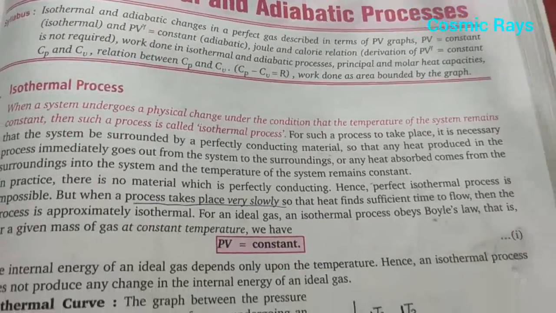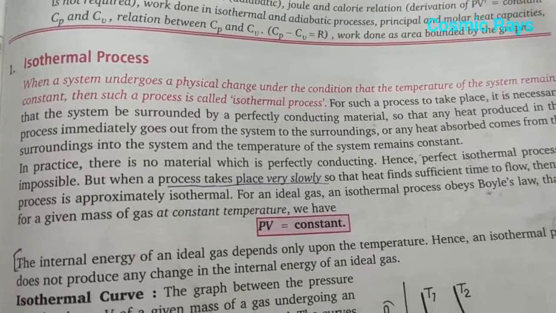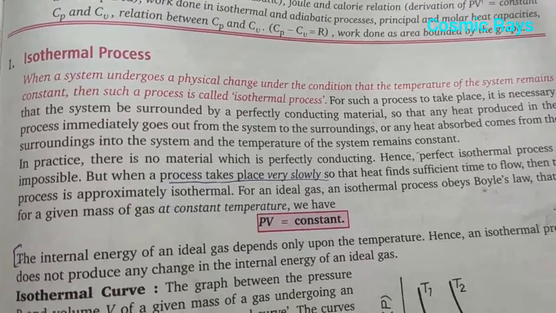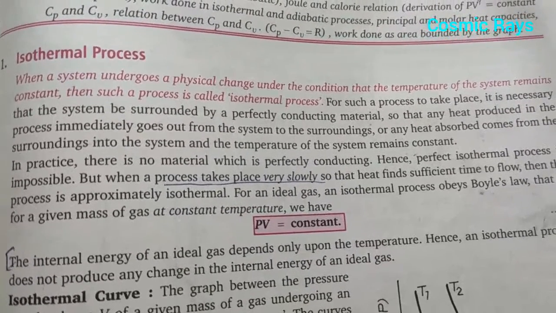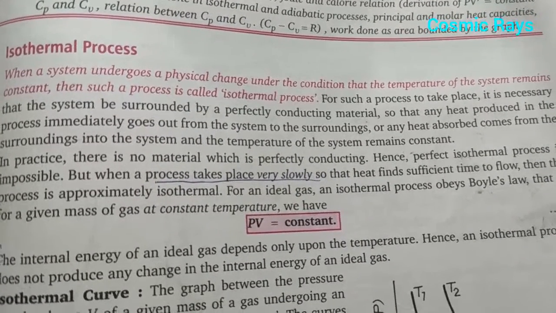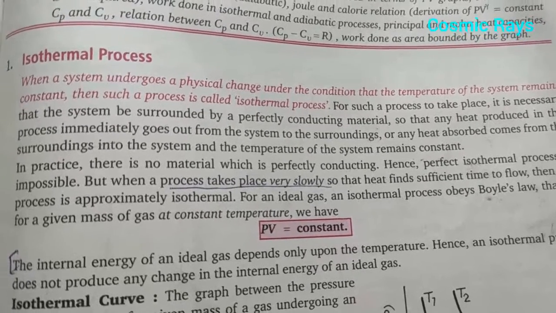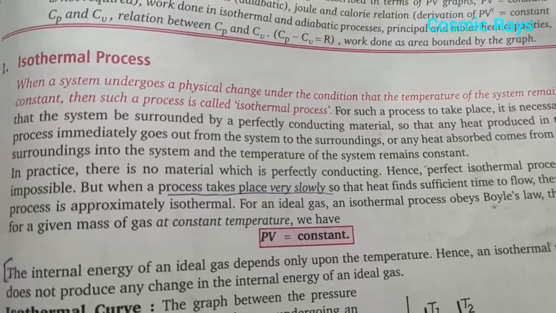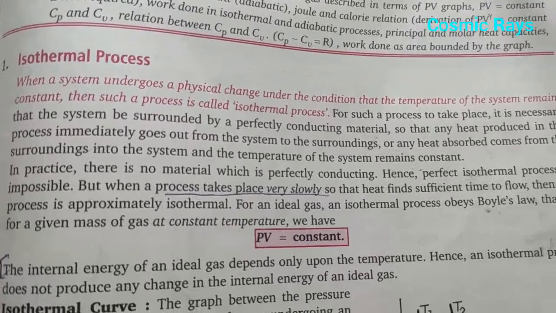To start with, we will take up the isothermal process. Now, as the name suggests, the word thermal comes from temperature. So, when the system is undergoing a change and the condition is such that the temperature of the system remains constant, then such a process would be known as an isothermal process, because the temperature is kept constant and it's not changing.